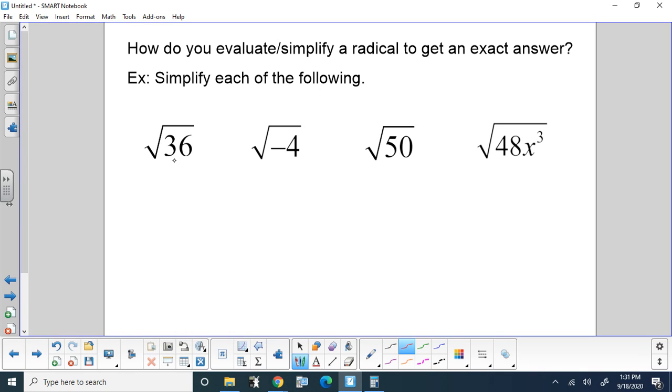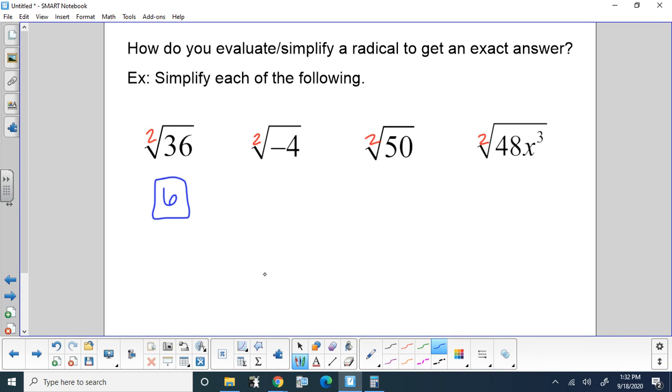Let's practice some simplifying. If I'm going to simplify a radical to get an exact answer, I am going to be looking at, can I break it down or find its perfect squares, or whatever it needs to be. In all four of these examples, notice there was no number inside of the radical, so we assume that is a 2, or we read this as the square root. So the square root of 36, most of you will very quickly tell me that that is 6. 6 times 6 is 36.